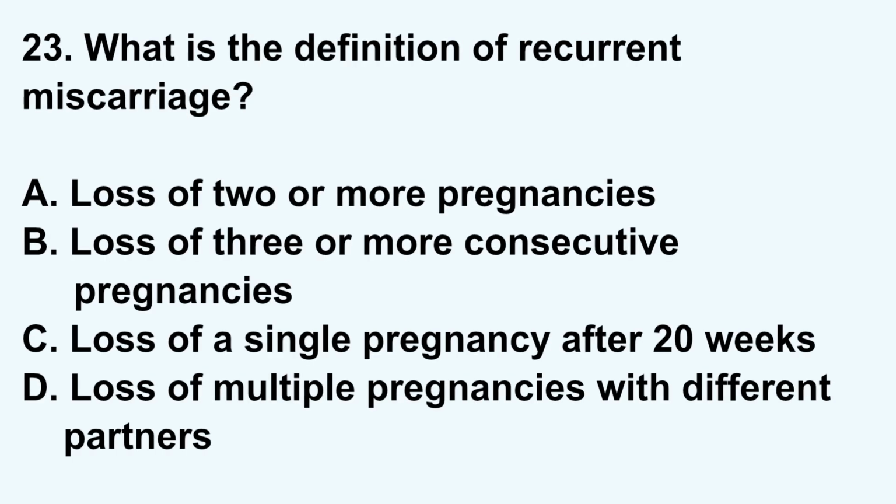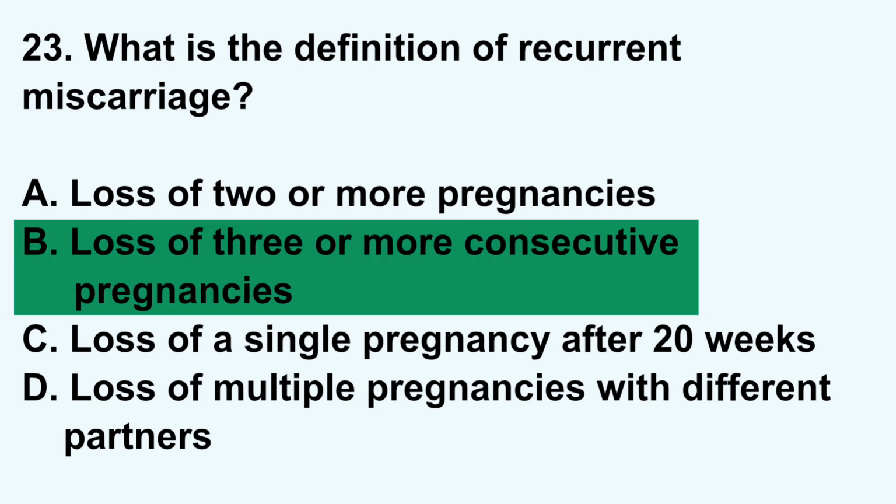What is the definition of recurrent miscarriage? A. Loss of 2 or more pregnancies. B. Loss of 3 or more consecutive pregnancies. C. Loss of a single pregnancy after 20 weeks. D. Loss of multiple pregnancies with different partners. Correct answer, B. Loss of 3 or more consecutive pregnancies.